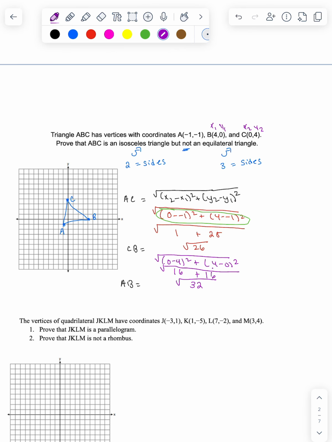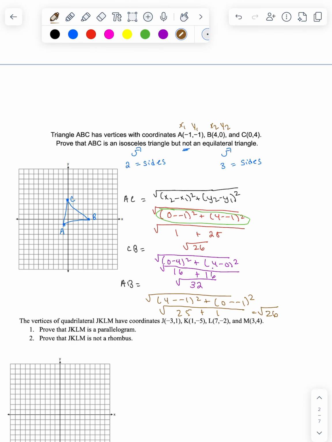And then finally, we have one more to go. And there we have it. We have that two of the sides are the same and one isn't.